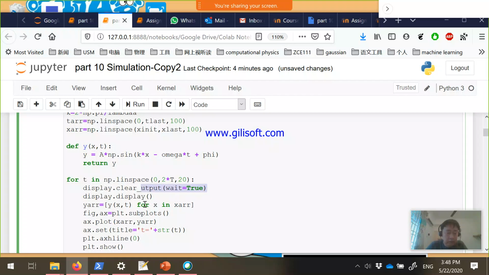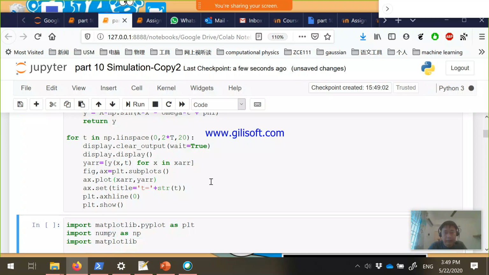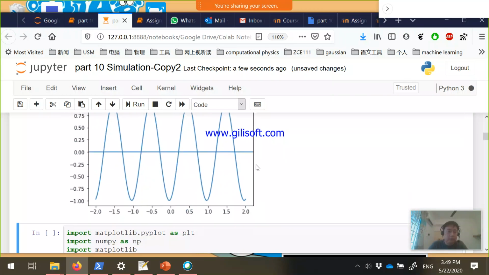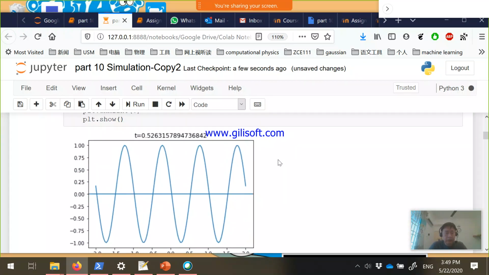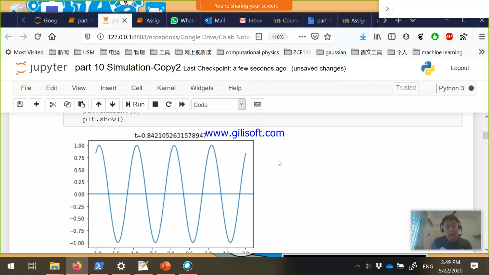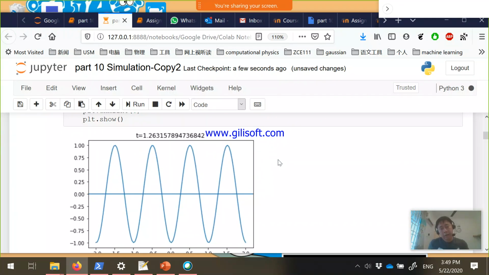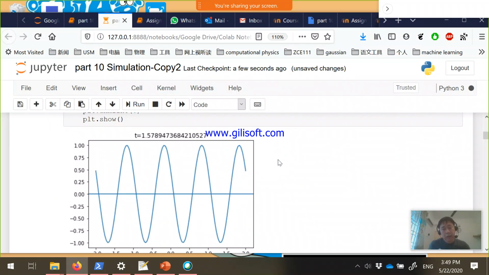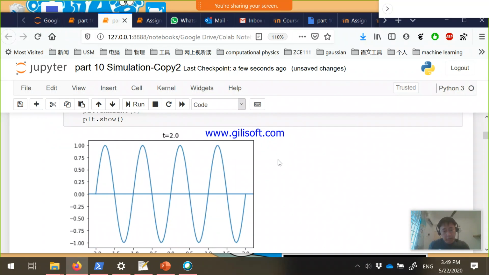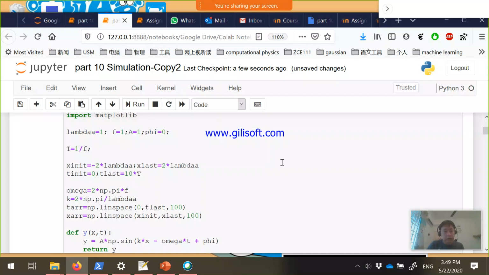Okay, you clear and then you display. So let's try to see if it works. Okay, so I press a button, and if it works, then yeah, I think it works. So now you see that it is actually showing a moving wave that is moving to the right, because I'm defining the k to be positive. Okay, so you can make the k negative if you want to. In that case, the k would be negative, and the wave will be moving in the opposite direction.